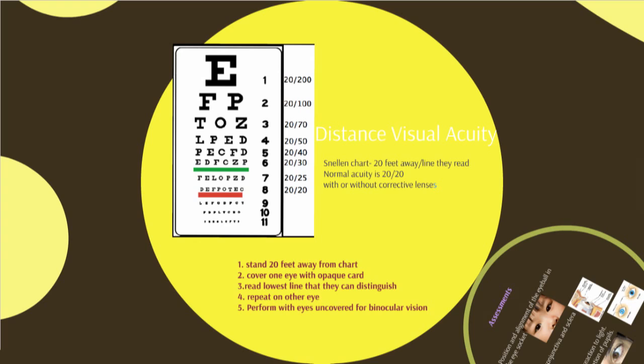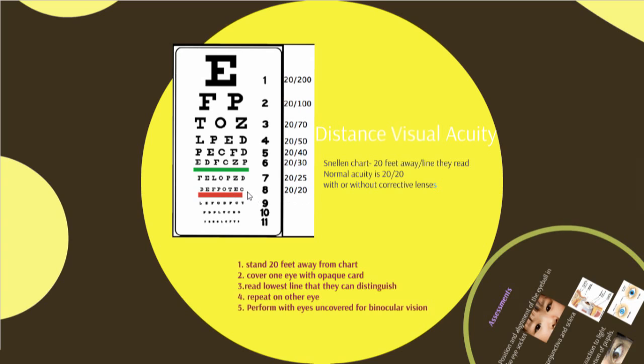The corrective lenses and without. And then we're going to record it. The way we record it is, these are our lines. Notice all of these say 20, because we're standing 20 feet back. And normal vision is 20/20.